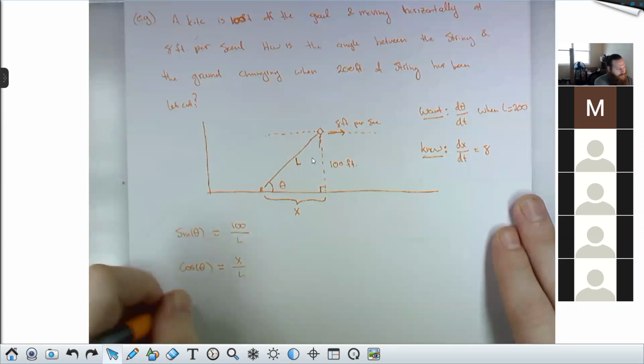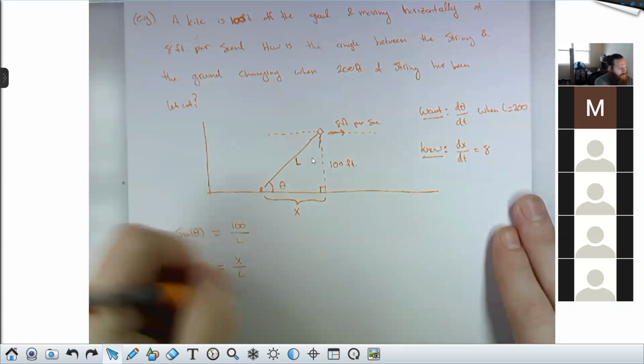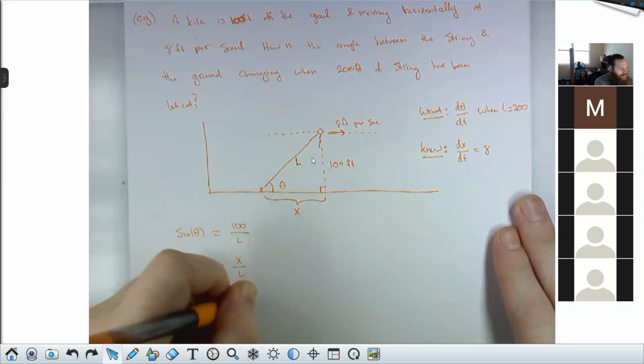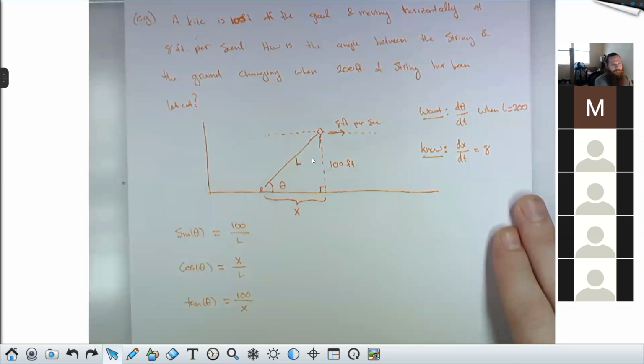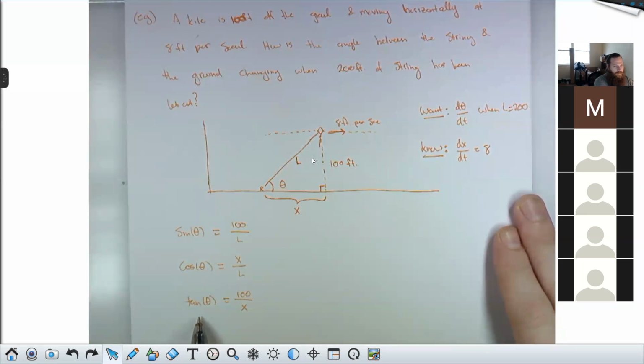If we look at the tangent of theta, that's the opposite over the adjacent. That's 100 over x. So if I differentiate on both sides here, what will I get? On the left, I would get secant squared theta times d theta dt. On the right-hand side, I would get 100 times negative 1 over x squared times dx dt. I think this is the nice one to use.